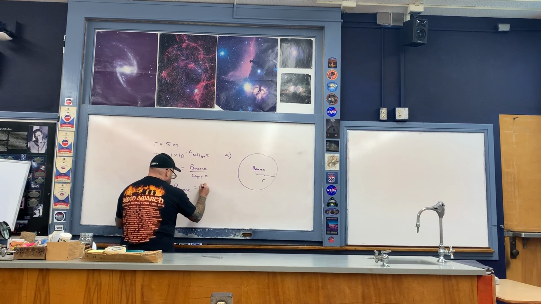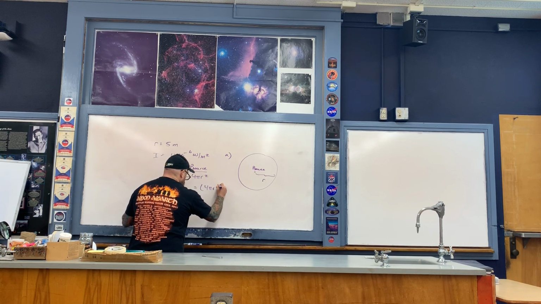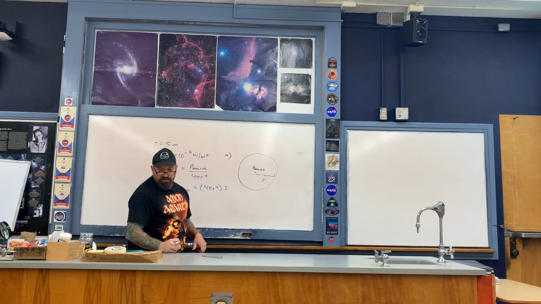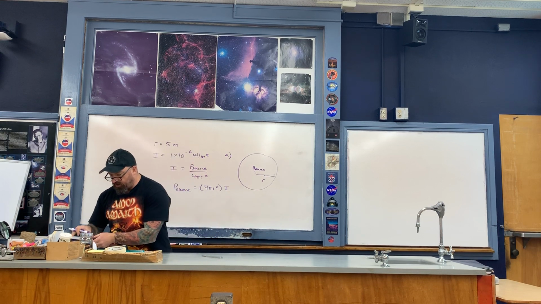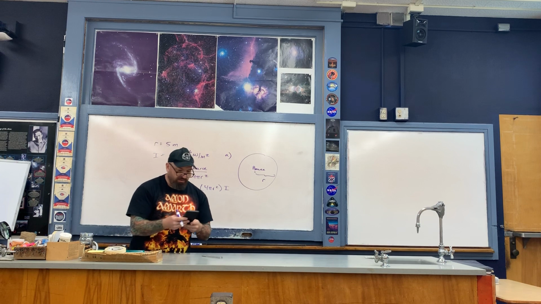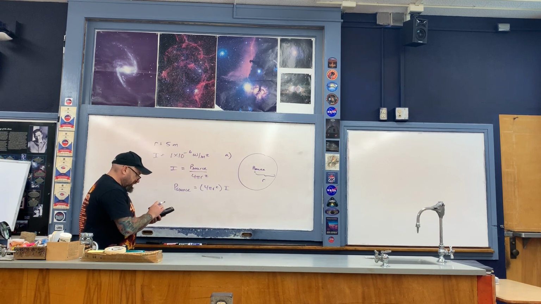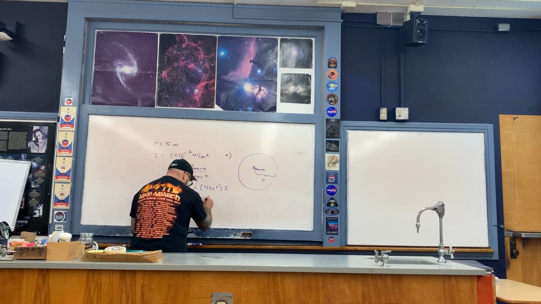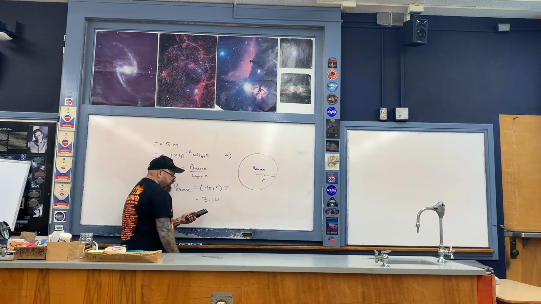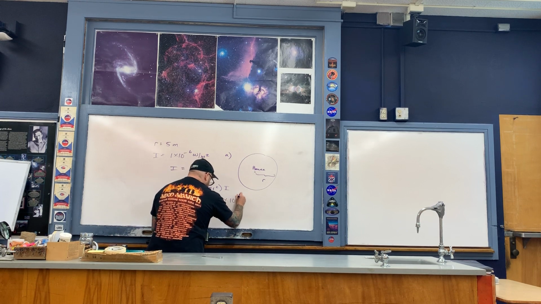So P source is 4 pi r squared multiplied by the intensity I, and we're going to end up here with a multiple of pi after I punch this out on my calculator. Let's see what we get. 4 times pi times 5 squared, which is 25, and then times 1 times 10 to the minus 6. And this comes out to be 3.14, as I said, it's a multiple of pi, 3.14 times 10 to the minus 4 watts.